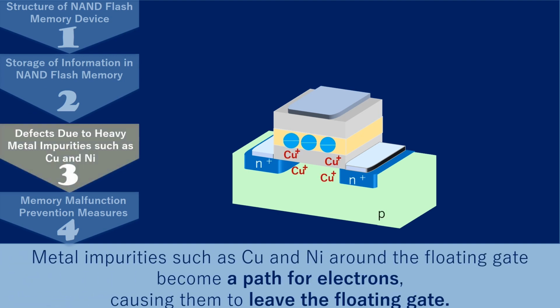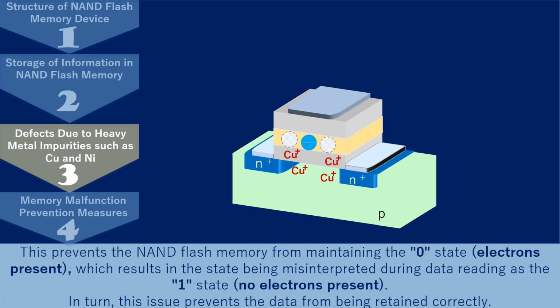Metal impurities such as copper and nickel around the floating gate become a path for electrons, causing them to leave the floating gate. This prevents the NAND flash memory from maintaining the zero state, meaning electrons are present, which results in the state being misinterpreted during data reading as the one state, meaning no electrons are present. In turn, this issue prevents the data from being retained correctly.